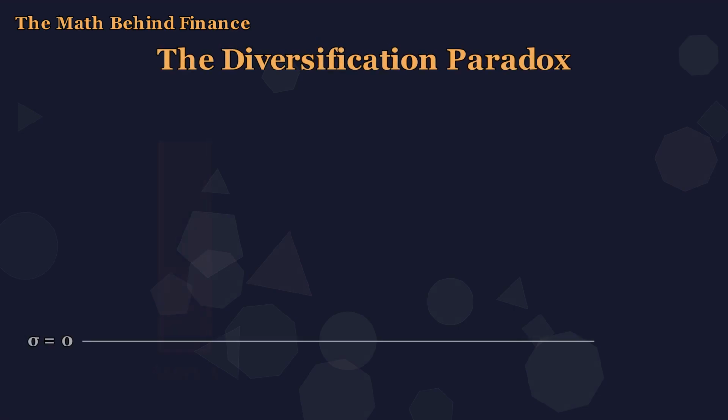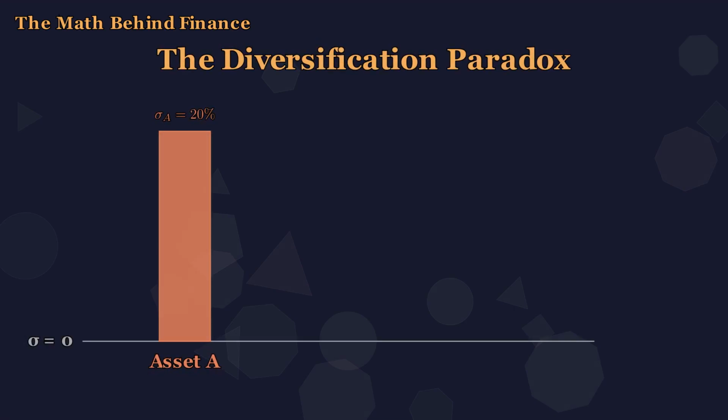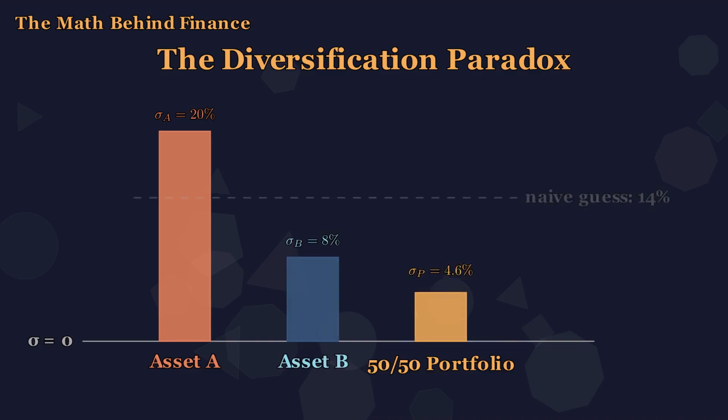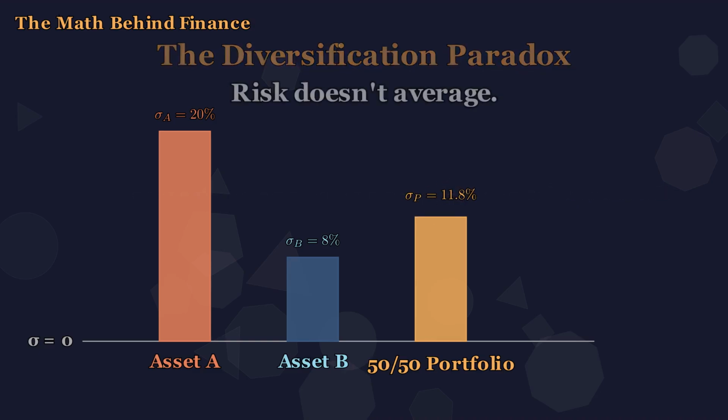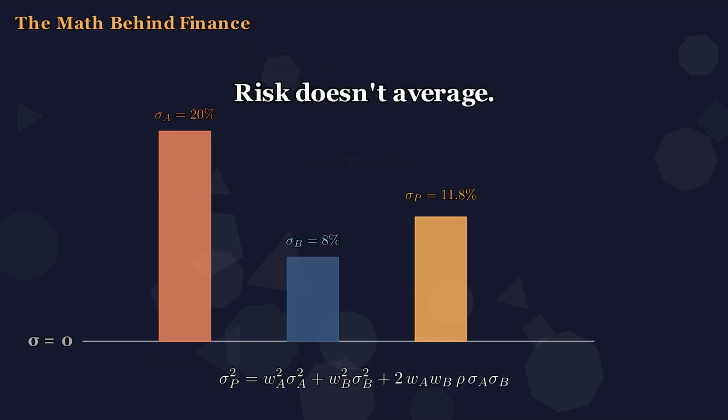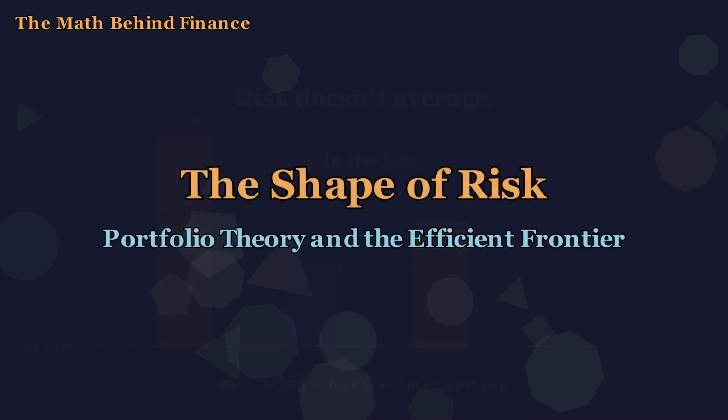Here are two investments: a risky stock with 20% volatility and a safe bond at 8%. Mix them 50-50, and surely the risk is about 14%, the average. But it isn't. The actual risk is closer to 12. Risk doesn't average. It has a shape, and that shape is controlled by one number: correlation. This is the math of Markowitz and the geometry behind every modern portfolio.